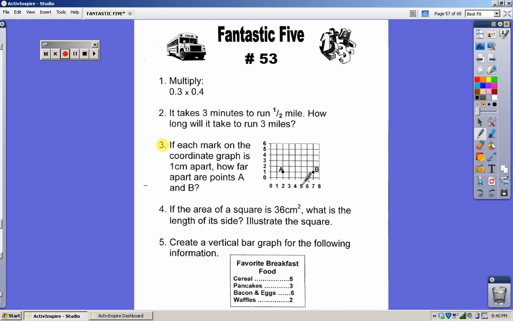If these are each a centimeter apart, count it like a number line. Point A and B are 1, 2, 3, 4, 5 centimeters apart. Centimeters is important because if they give you that unit, you must include it.